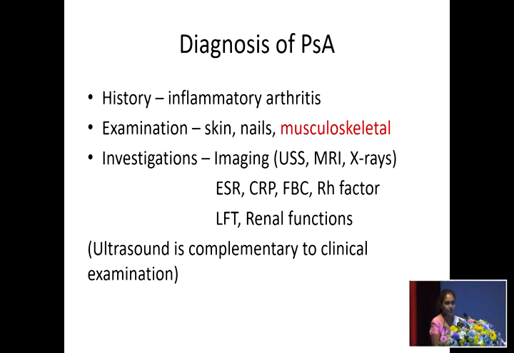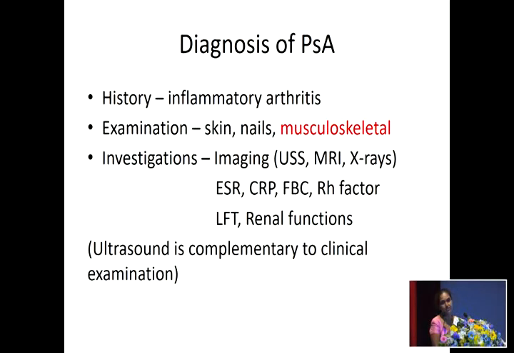Ultrasound scan, which is freely available, gives us good information regarding the inflammation of the joints. MRI also gives similar information, but there's a limitation: the availability is limited. X-rays, you can do X-rays.